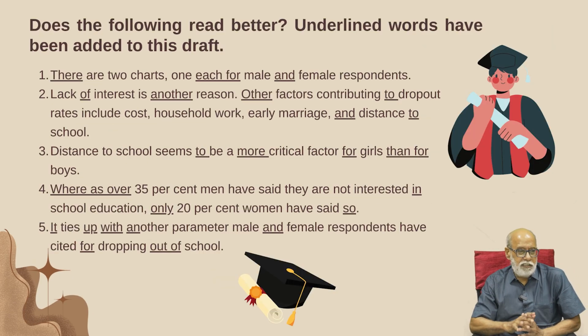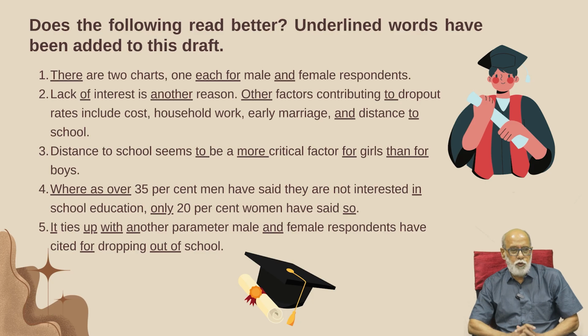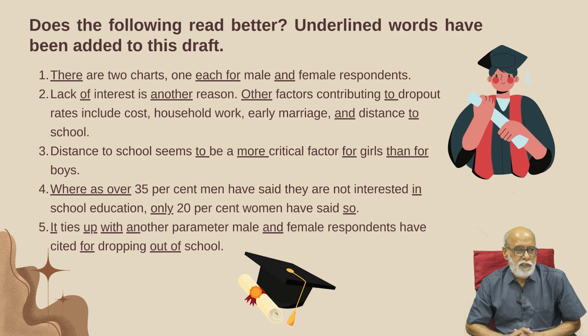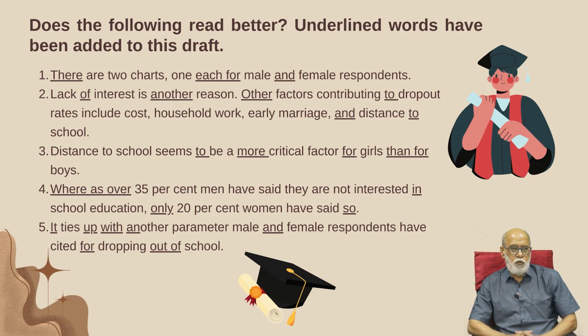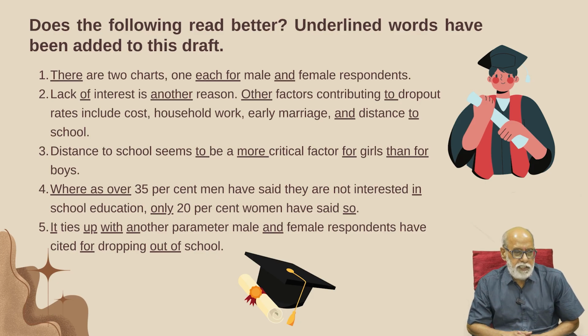And once, look at the third sentence now, once those structure words are added, you see, distance to school seems to be a more critical factor. Now it says for boys, it doesn't matter. They can go long distance, but girls prefer schools closer to their homes rather than long distance. Okay, that is the simple meaning being conveyed here.